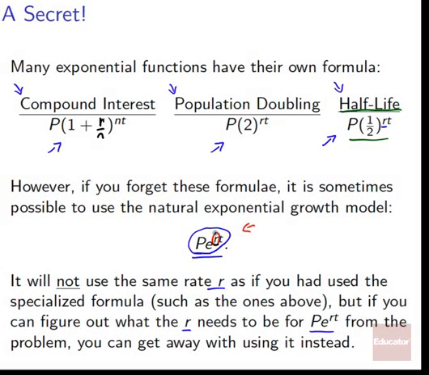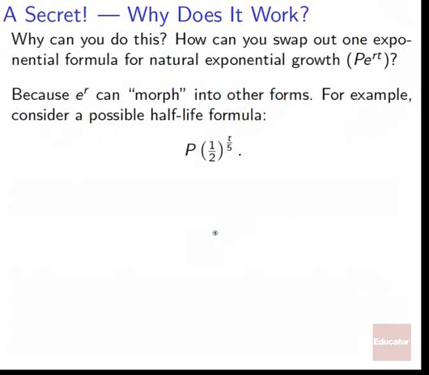We'll see something where we could get away with not knowing the specific formula, and still be able to figure things out by using this PERT formula. We'll talk about it in example 2 if you want to see a specific example of being able to use this secret trick. Why is this the case, you probably wonder? Why can you do this? How can you get away with using PERT when we've got all these special formulas? How can you swap out some exponential formula for just natural exponential growth, the PERT form?